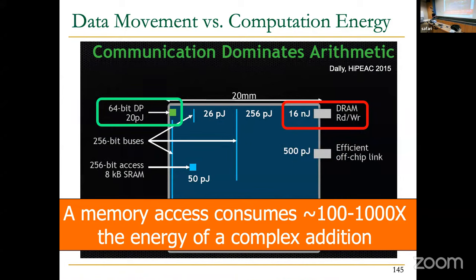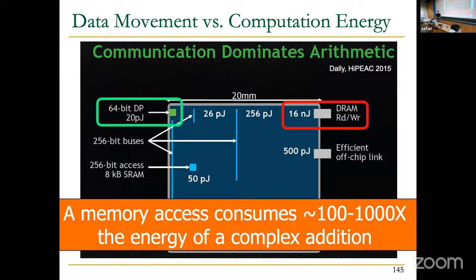Why is that? Because remember, instead of bringing information about the neighbor from here and information about the neighbor from there and going all the way through the memory bus until we have the data in registers or in the cache, we can compute in the memory itself, and we would be saving a lot of energy and a lot of execution cycles. To motivate that, I'm showing you this slide from Professor Dally presented at HiPEAC 2015, where he compares the energy consumed for a 64-bit double precision addition, for example, 20 picojoules, to accessing that amount of data from DRAM, either a read or a write, 16 nanojoules. As you see, we are talking about almost three orders of magnitude more energy consumption.